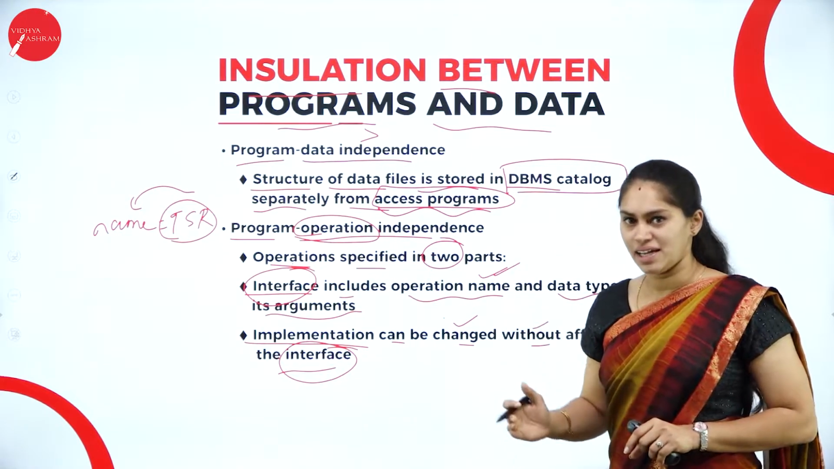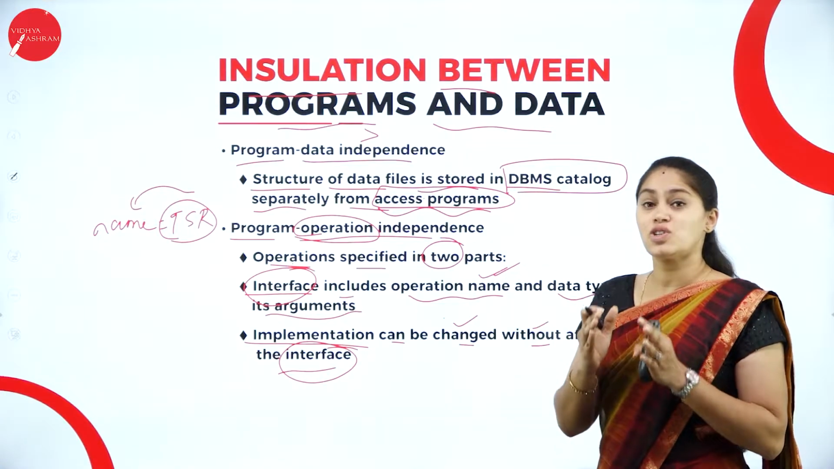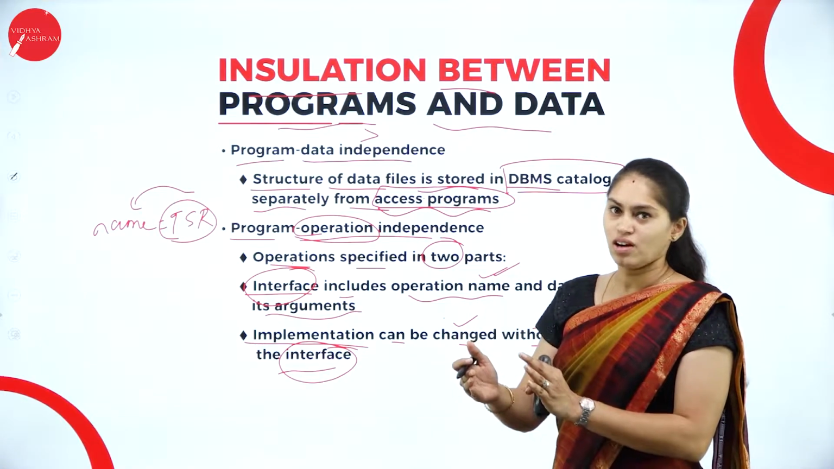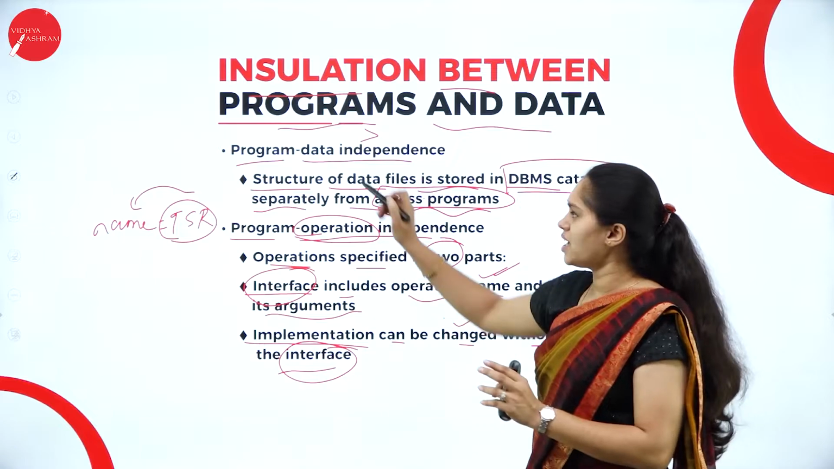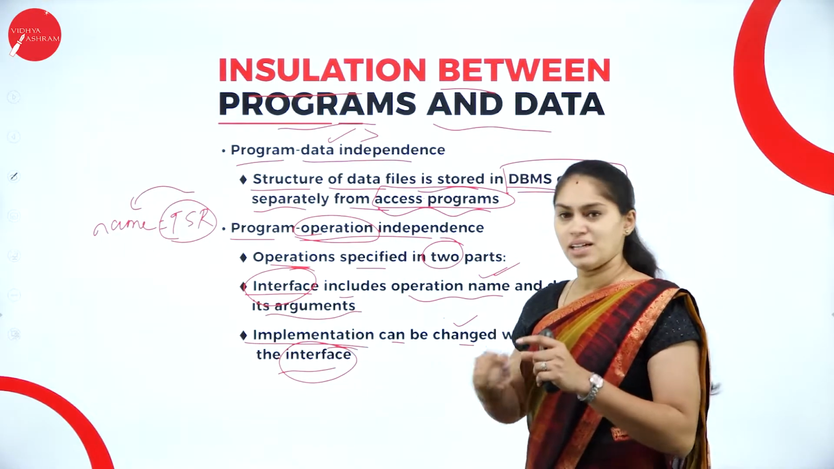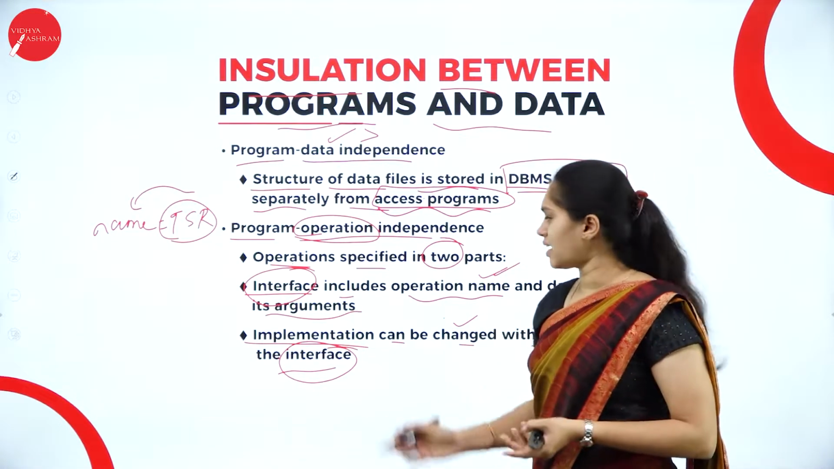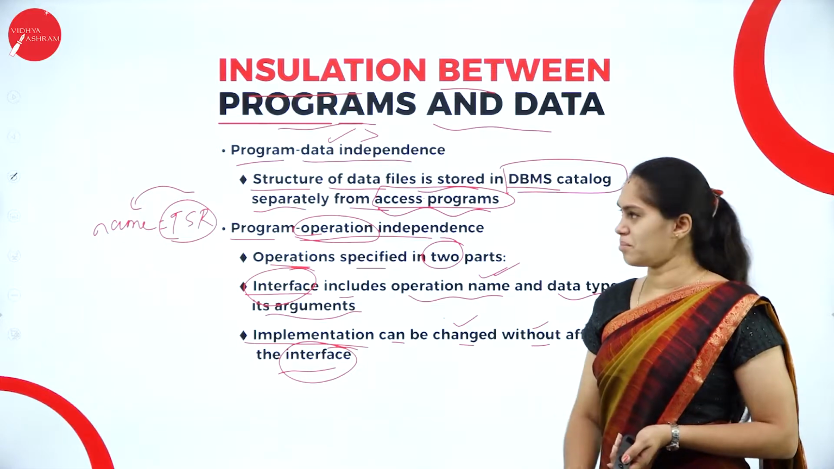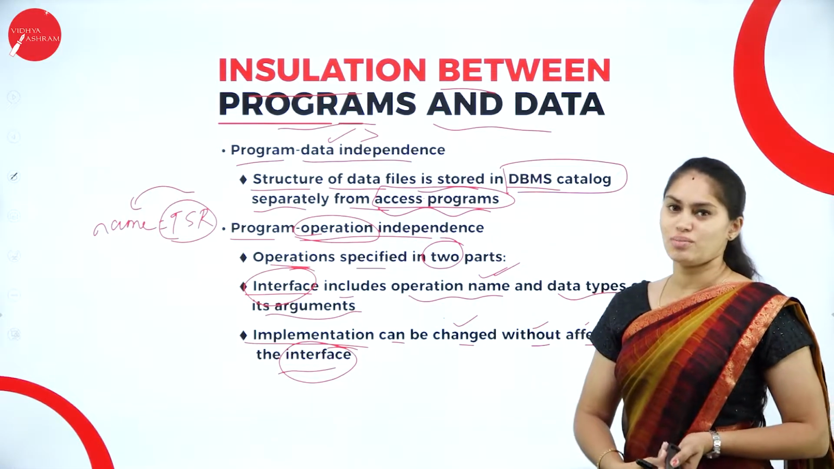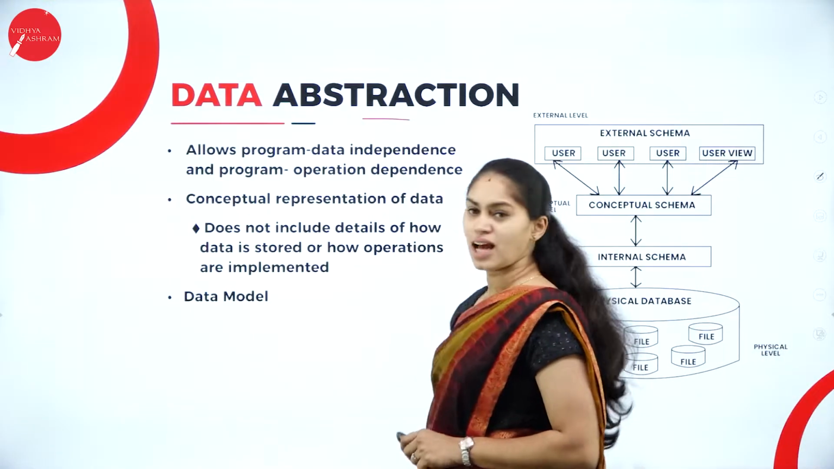operation-program independence. If I am doing anything to my data file, that should not affect the structure of the DBMS catalog. That is program-data independence, and the interface and implementation should be separate, so that changes do not affect access to the content of a particular database. This is regarding the separation between program and data. Next we'll see about data abstraction.